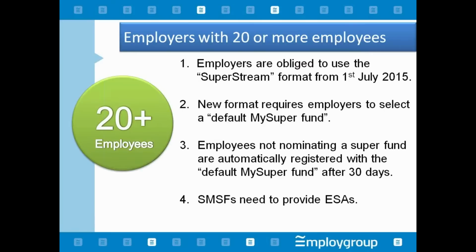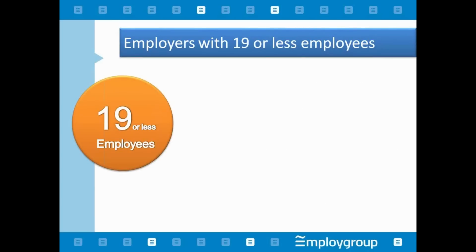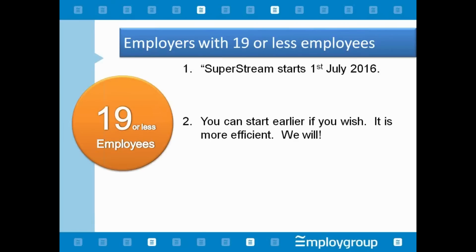Self-managed super funds need to provide electronic service addresses. If you've got less than 20 employees, say 19 or less, SuperStream doesn't start for another year. So it starts on the 1st of July 2016. Having said that, you can certainly start earlier. There's no restriction on starting whenever you're ready, and it's much more efficient to do so anyway. At Aussiepay, what we'll be doing is making SuperStream available for all clients because we'll be managing that whole interface.